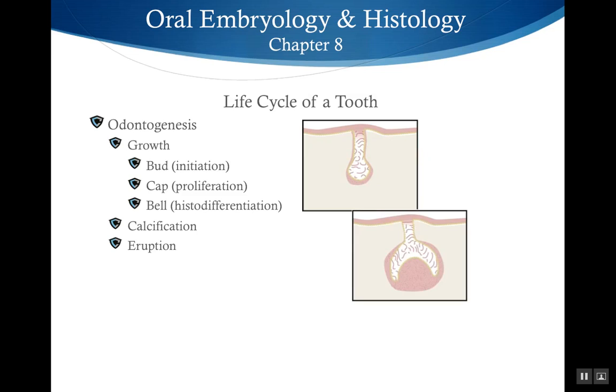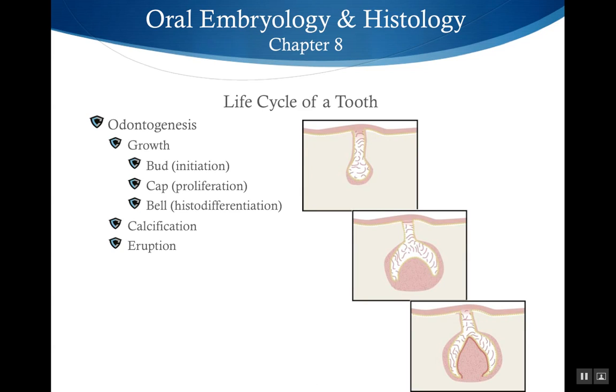As you can see in that picture. The cap stage, or proliferation, is where the cells of the developing tooth increase. The bell stage, or histodifferentiation, is where the different tissues of the tooth form and its shape is actually established. The book goes into much more detail about each of those stages.